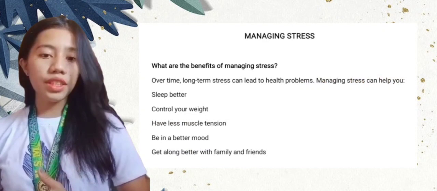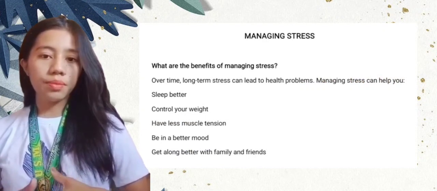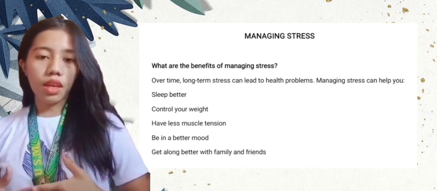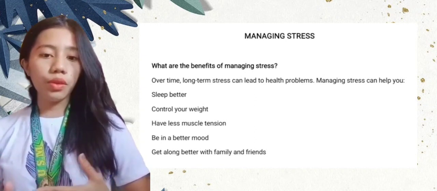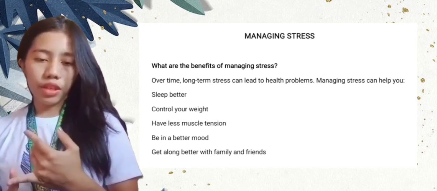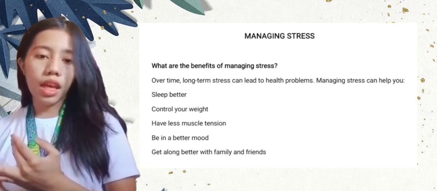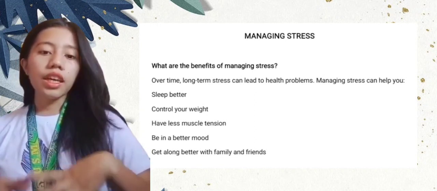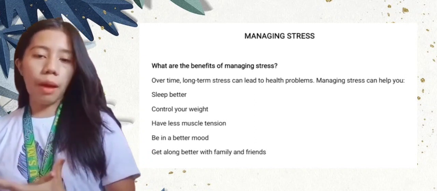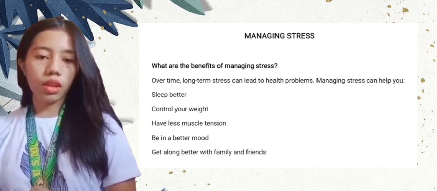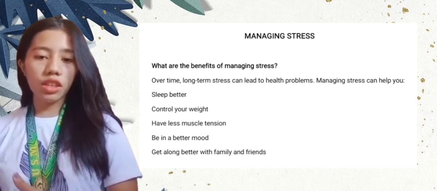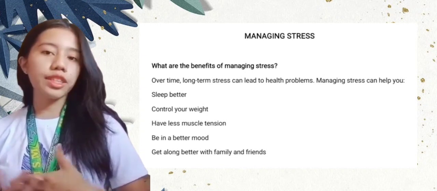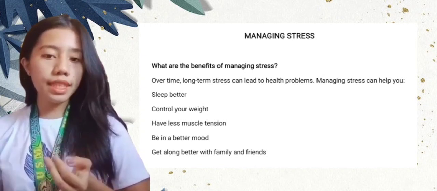What are the benefits of managing stress? Over time, long-term stress can lead to health problems. Managing stress can help you sleep better, control your weight, have less muscle tension, be in a better mood, and you will get along better with family and friends. Preventing and managing long-term stress can lower your risk from other conditions, like for example, heart disease, obesity, high blood pressure, and depression.